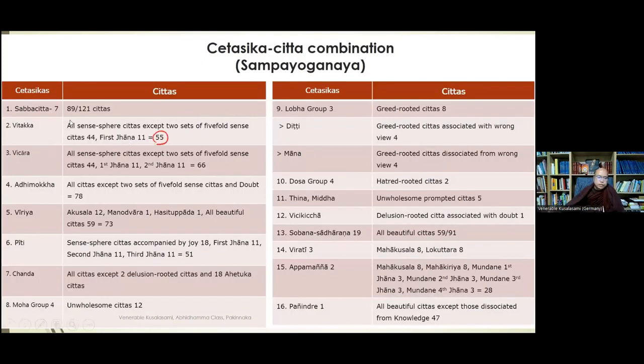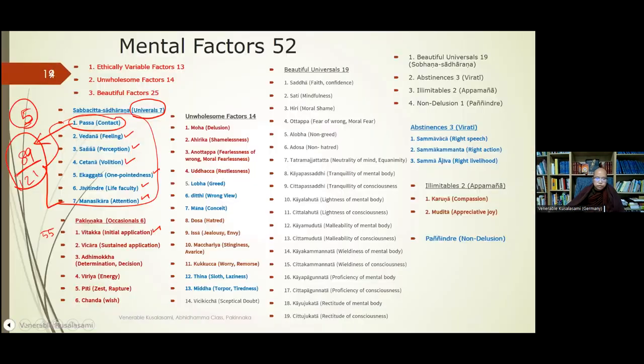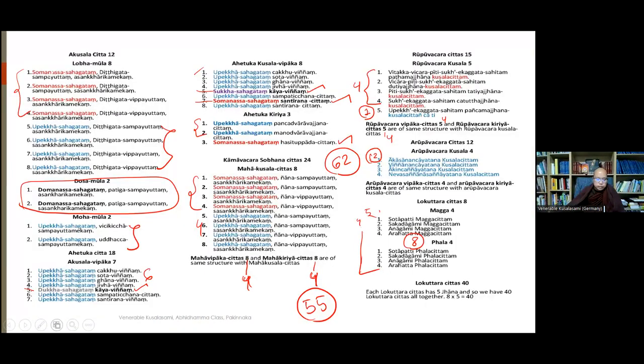55 consciousness are together with the Vitaka. So what are these 55? If you know that, then you understand.